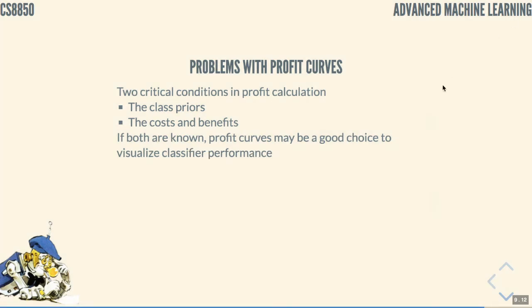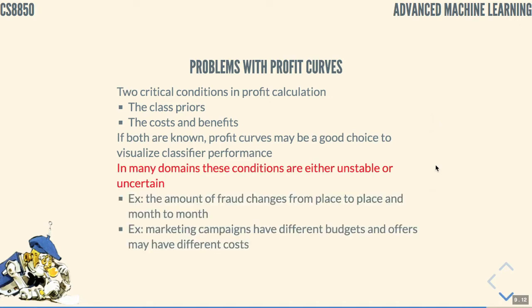Yet in many domains, this is not the case. In many domains, these conditions are either unstable or uncertain. For example, the amount of fraud changes from place to place and month to month. This is our class priors, right?